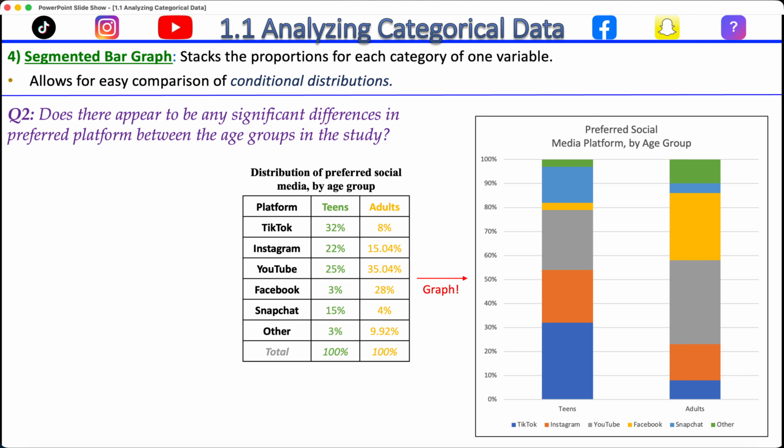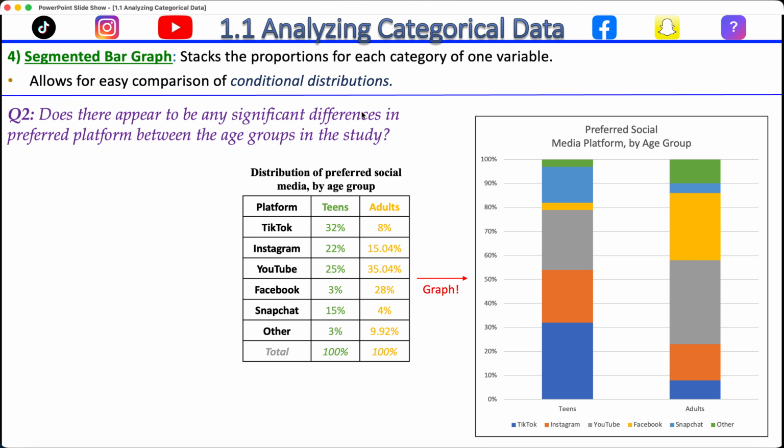Fourth and final one, and I'm just laying this all out there for you. If I were to take those bars from the previous page and stack them, that gives us what's called a segmented bar graph. It stacks the proportions of each category of one variable, and it lets us compare these two stacks to each other. Or again, if there were 3 different age groups, I'd have 3 different segmented bar graphs, and I'd be able to compare them to each other as well.